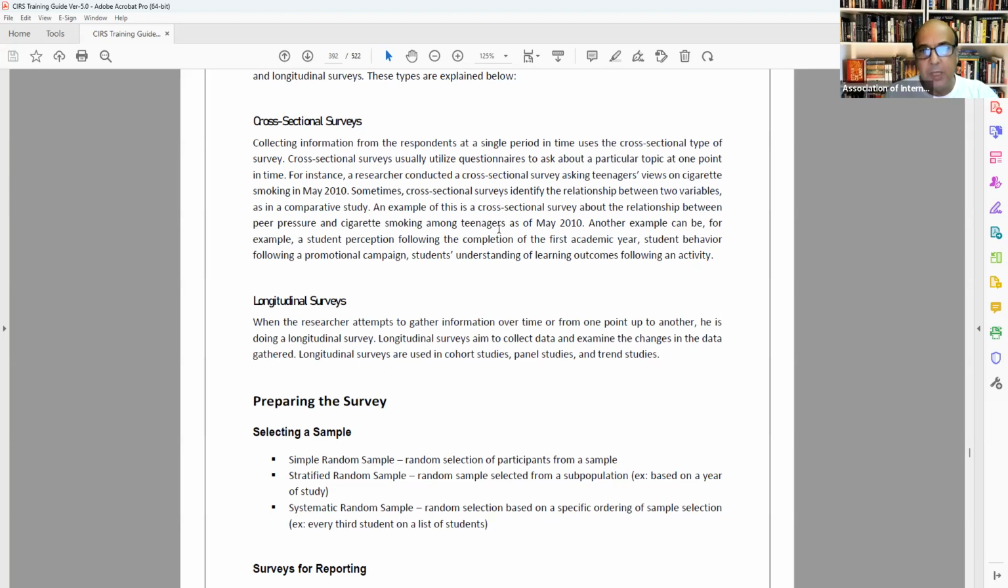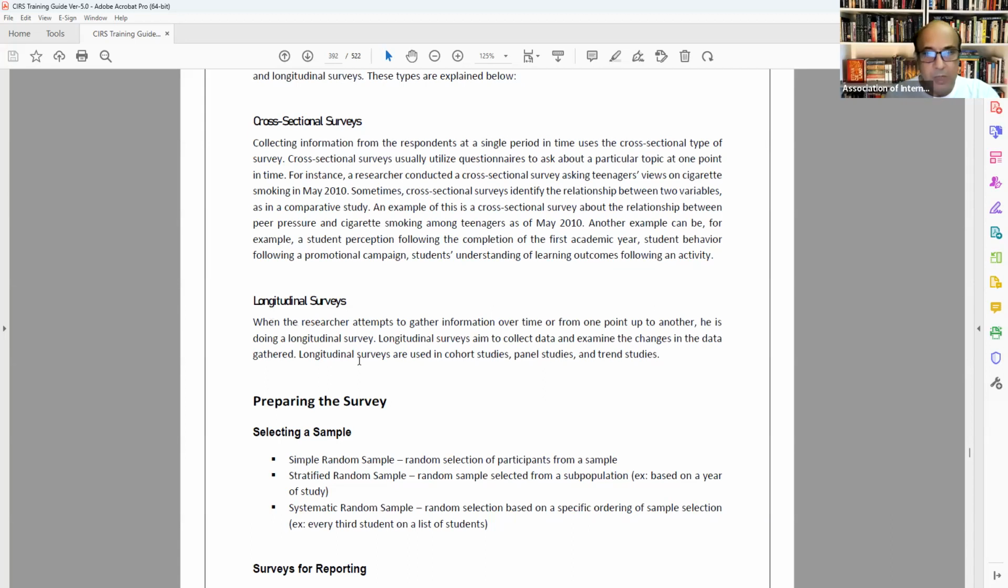An example of this is the relationship between peer pressure and cigarette smoking among teenagers as of May 2010. Another example can be student perception following the completion of the first academic year, or student behavior following a promotional campaign, and so on. This is for events that have happened already, or you're not waiting for anything to evolve, change, or alter later on within a certain span of time. That is cross-sectional. Longitudinal is, like I said, exactly where things are changing and evolving and moving with time.